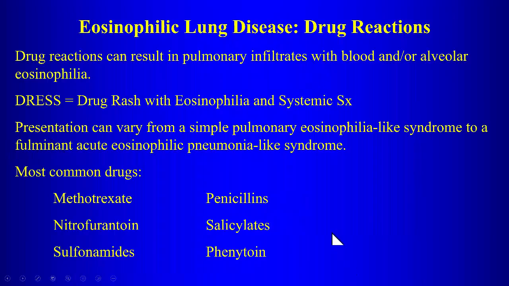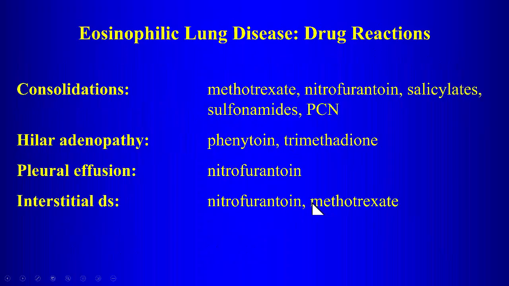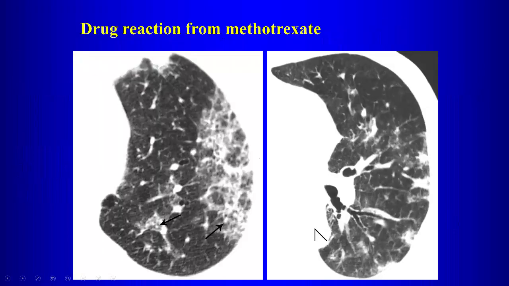Drug reactions can also be associated with eosinophilia. Some of the more common drugs can give you eosinophilia-like syndromes because of drug reactions. So that is another consideration. Consolidations we can see with these drugs; hilar lymphadenopathy can be associated with the anti-seizure medications. Pleural effusion we can see with nitrofurantoin, and interstitial lung disease, especially pulmonary fibrosis, you can also see with nitrofurantoin and methotrexate.